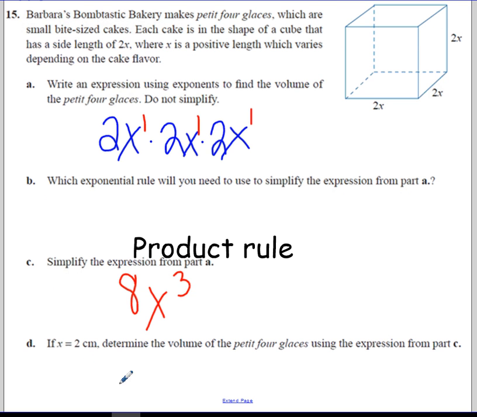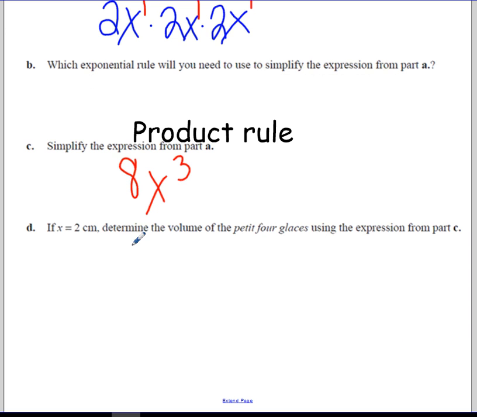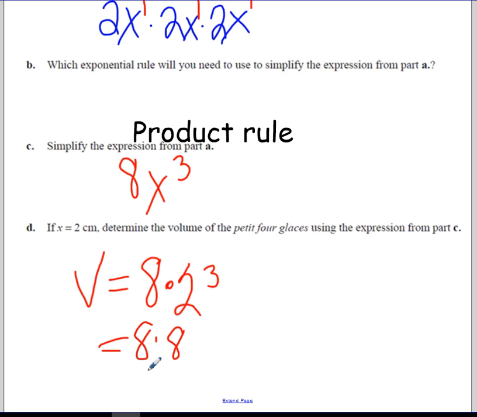And so if x equals 2 centimeters, find the volumes. Our volume equals 8 times our x, which we were replacing it with 2, cubed. 2 cubed is not 6, it's 2 times 2 times 2, which is 8. So we have 8 times 8, which equals 64. And remember, this is volume, so our units are cubic. So we have cubic centimeters for our units.